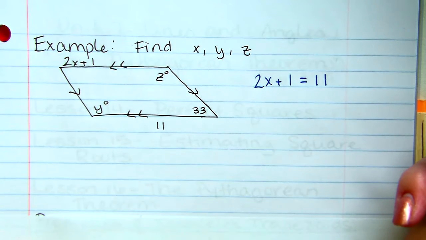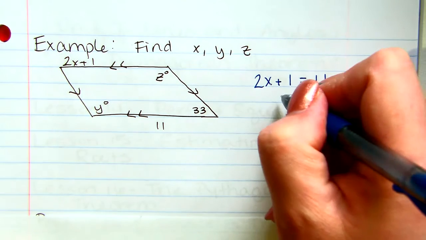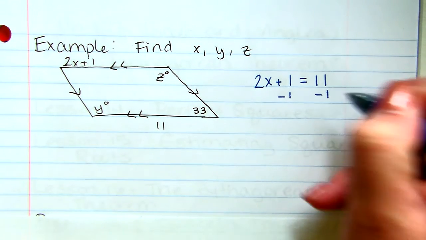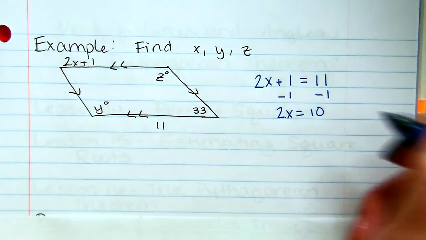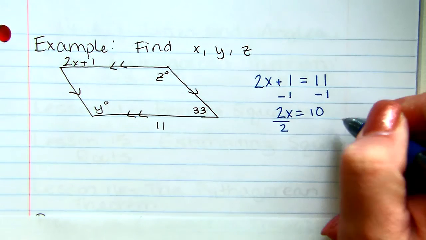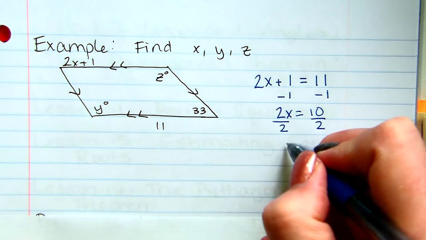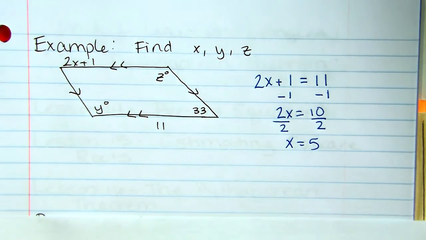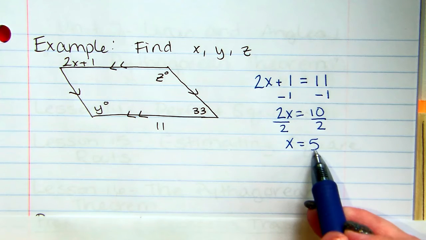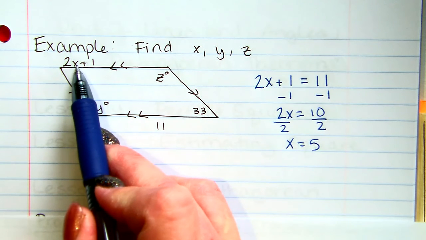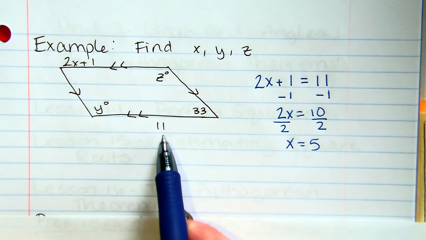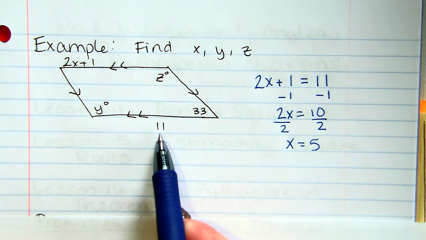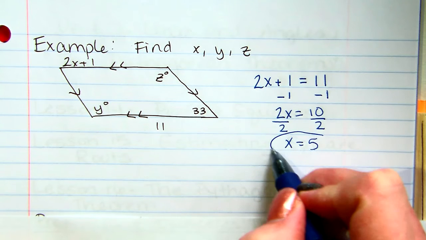Now from here, we're going to solve it. I'm going to subtract 1 from both sides, giving me 2x equals 10. I will then divide by 2 on both sides, giving me x equals 5. What that now means is that if I were to plug the 5 in up here, I would get 11 up top and 11 on the bottom, which is exactly what I want because they are a set of congruent sides. So I'm going to circle this because we have found our x.